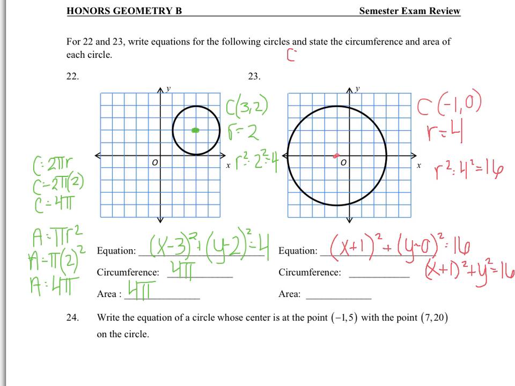My circumference is going to be 2 pi r, which is 2 pi times my radius, which is 4. So my circumference is going to equal 8 pi. And my area equals pi r squared. Well, that is going to be area equals pi times 4 squared. 4 squared equals 16, so my area is going to be 16 pi.